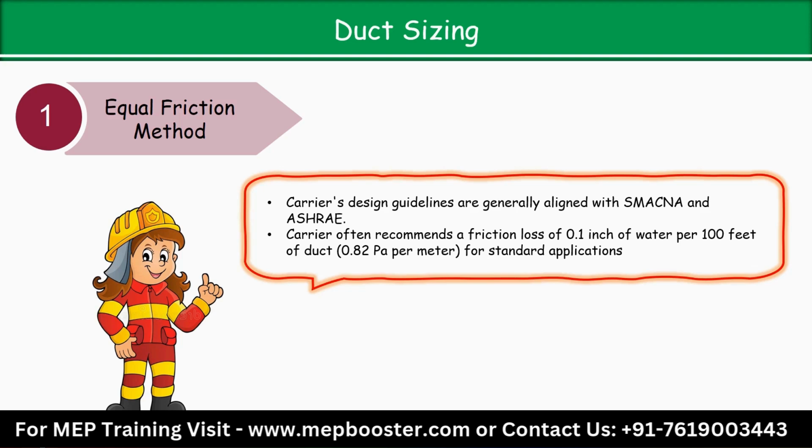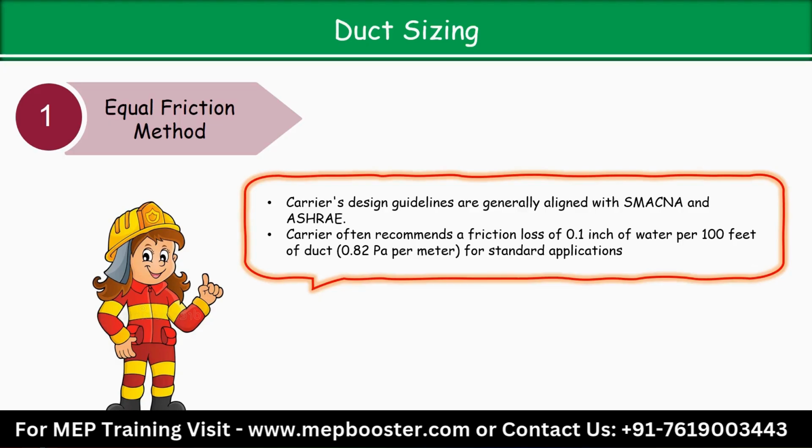So where noise control is critical, you have to go for 0.08 inch of water gauge. All of you know lower friction loss values can be selected to reduce airflow velocity and associated noise level in sensitive areas such as offices, hospitals, and residential buildings.